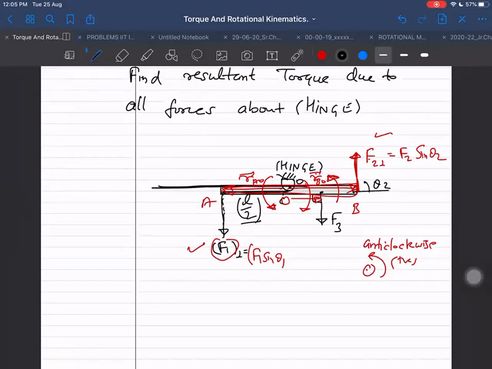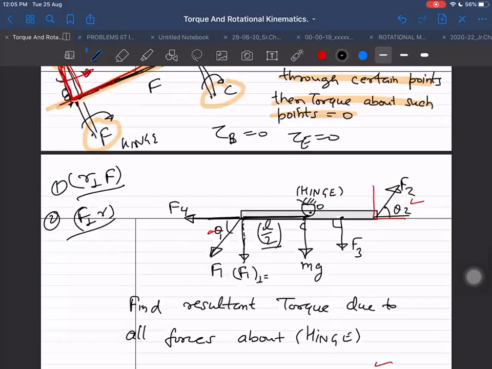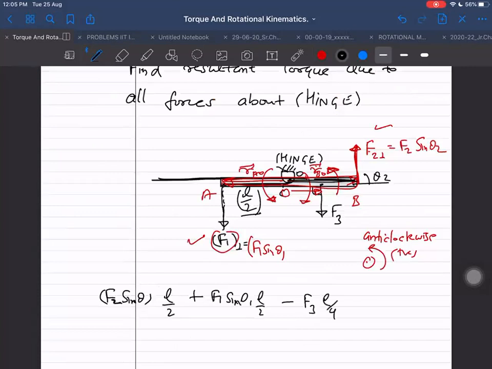What are the anti-clockwise torques here? Those are F2 sin theta into the perpendicular distance from the axis. What is the perpendicular distance? L by 2, sir. So F2 sin theta into L by 2, plus F1 sin theta into L by 2 again, minus F3 into its distance, let us say L by 4. That is the net torque about the point.